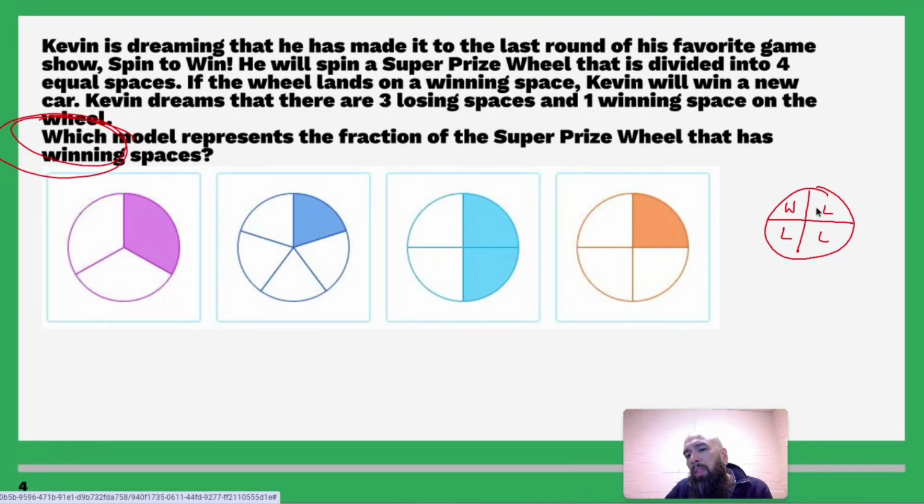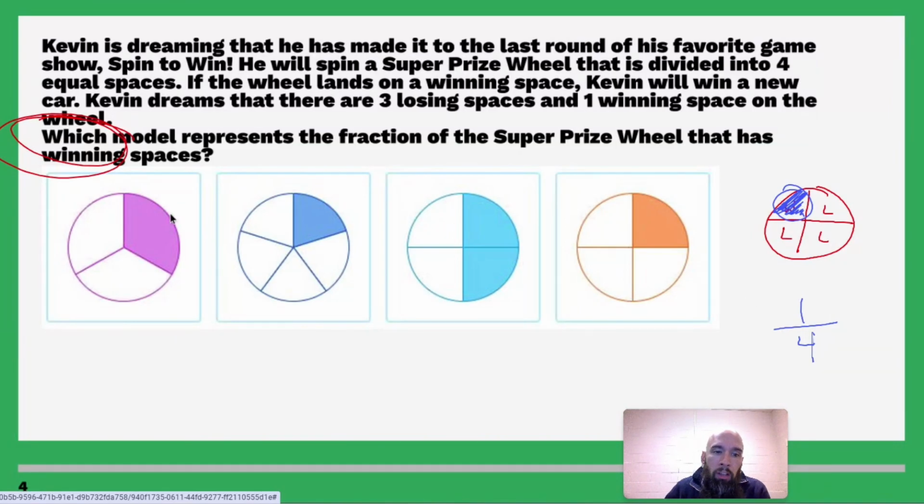Well, if I'm looking at this, I'm going to come up with my fraction first. I have 1, 2, 3, 4 total spaces. So 4 is my denominator. I want 1 of them to win. So 1 out of 4 is my fraction. So if I wanted to draw this and fill this out, I'm picking the one that has 4 total spaces and 1 of those spaces covered.